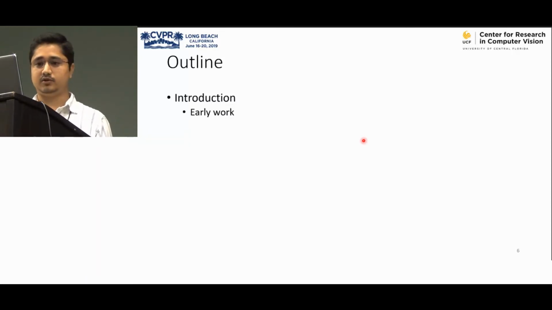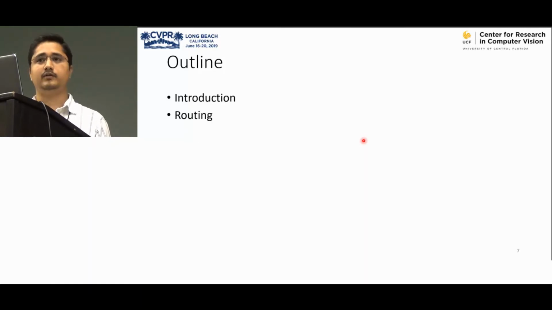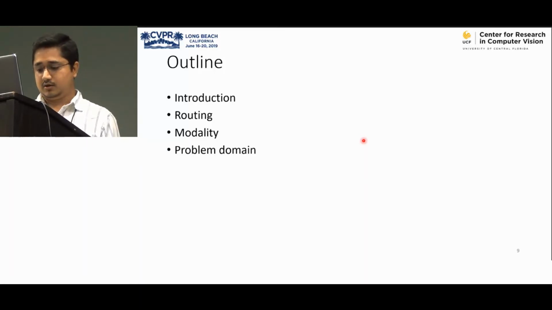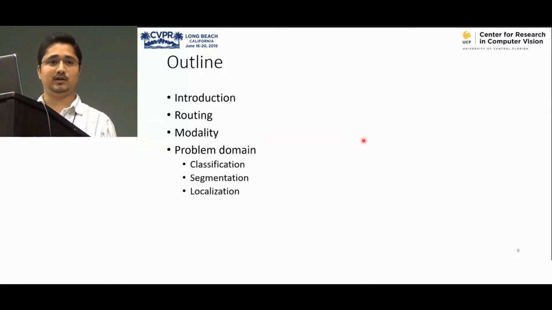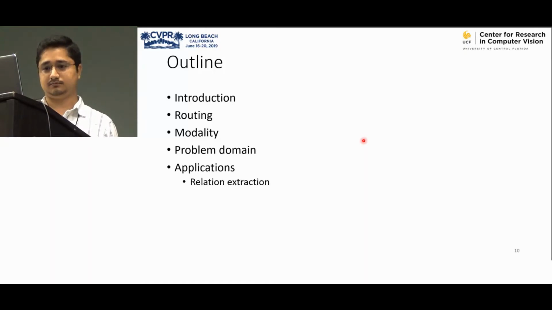I will start with a brief introduction covering the early works and video capsules. Then I will talk about the different variations in the routing algorithm we have. Then these capsule networks can be used in different modalities, like visual, text, graphs, and I will briefly cover those as well. We have seen use of these capsule networks in different problem domains, which are classification, segmentation, localization, and finally I will finish with a brief overview of different applications of capsule network.